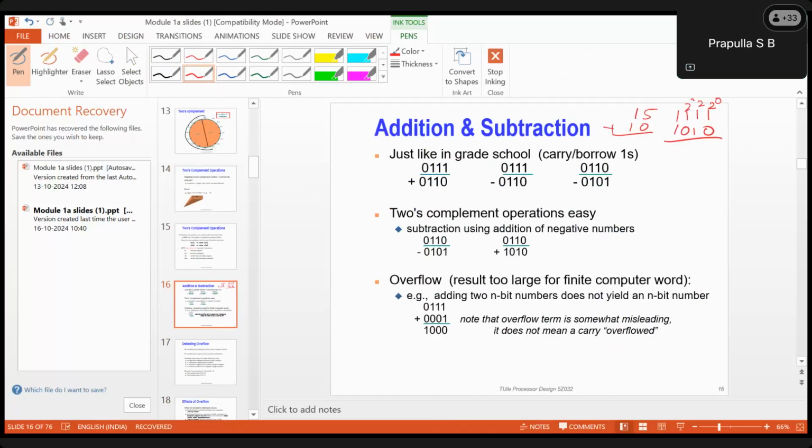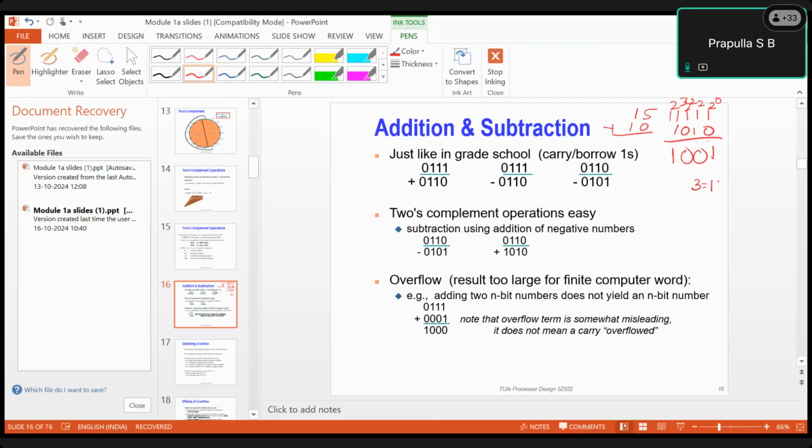This is 2 power 2. This is 2 power 3. Correct? So with that I've got these values. Now you add 1 plus 1. 1 plus 0 is 1. 1 plus 1 is 0, carry 1. 1 plus 1 is 0, carry 1. 1, 1, 1. See, 1, 1, 1 is 3.